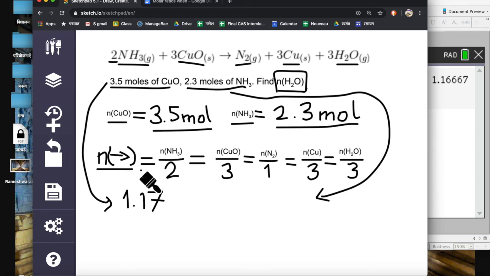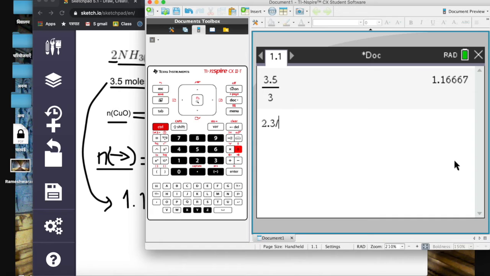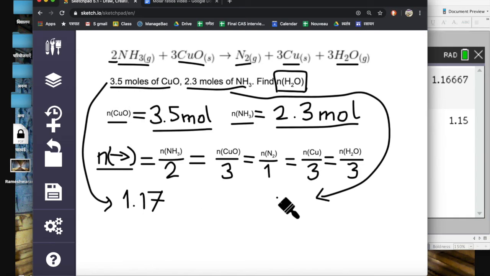To find the number of moles of reaction, we need to divide the number of moles of ammonia, which is 2.3, by 2, the stoichiometric equation coefficient. 2.3 divided by 2. Here we can see that we would get 1.15 moles of reaction if we had only 2.3 moles of ammonia as the limiting reagent.